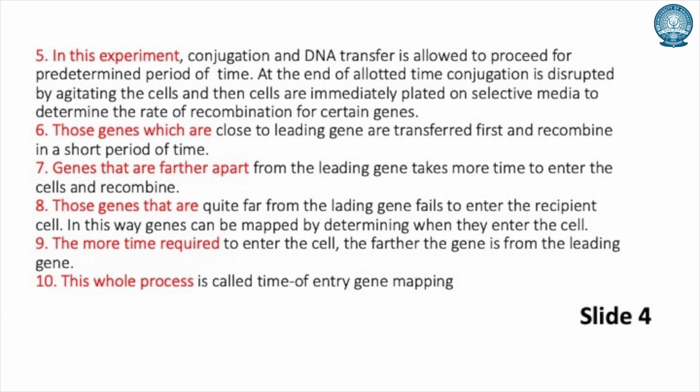Point number 6 is important to remember: those genes which are close to the leading gene are transferred first and recombined in a short period of time. Genes that are farther apart from the leading gene take more time to enter the cells and recombine. Those genes that are quite far apart from the leading gene fail to enter the recipient cell. In this way, genes can be mapped by determining when they enter the cell. The more time required to enter the cell, the farther the gene is from the leading gene. So this whole process is called time of entry gene mapping.